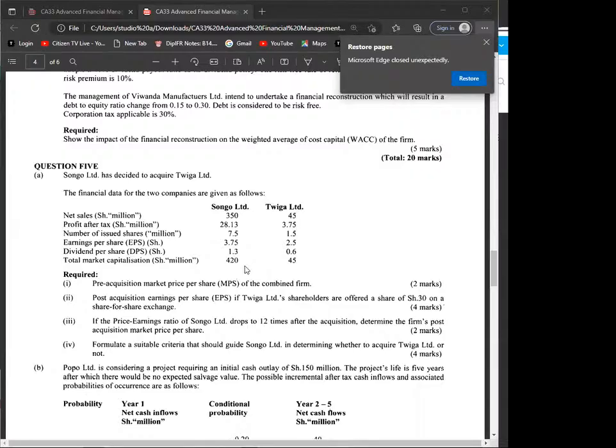So for Songo, it's 420. 420 plus market capital, the value of Twiga is 45, divided by number of ordinary shares of the first company. I can see number of issued shares are 7.5 and the other one is 1.5. Here we are not exchanging anything. We are simply looking at how do we get the price per share, assuming that there are no synergies which will accrue because of the two firms coming together. So in this case, you divide by 7.5 plus 1.5 there.